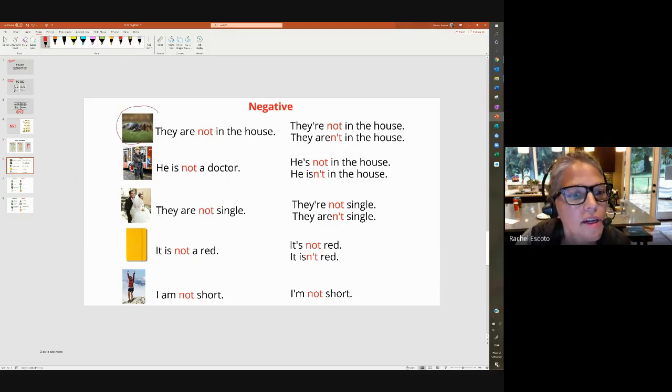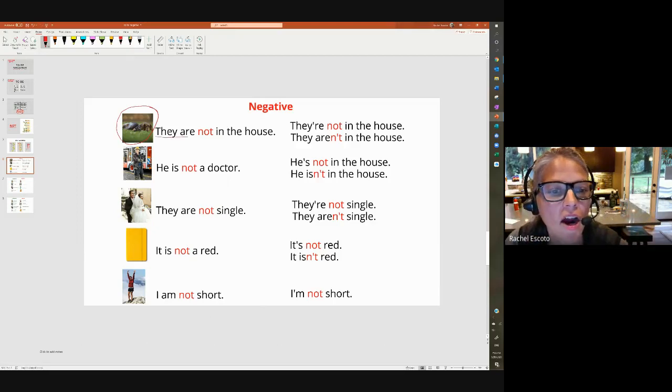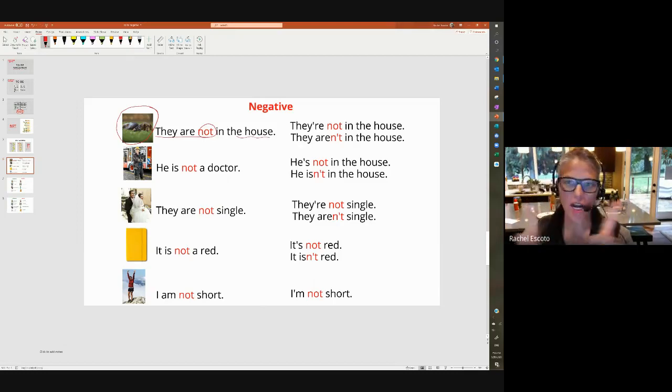Look at these little doggies. Where are they? Right, they are in the yard, but we're looking for a negative sentence, right? So we're going to say they are not in the house.